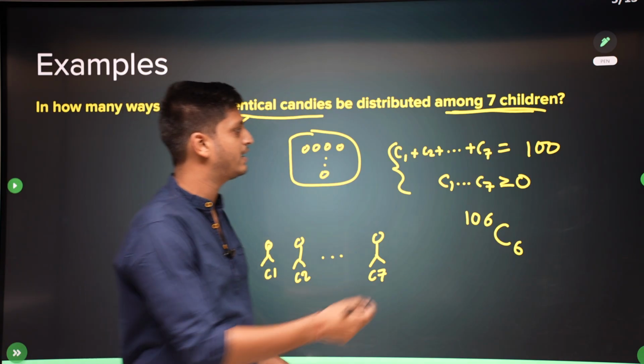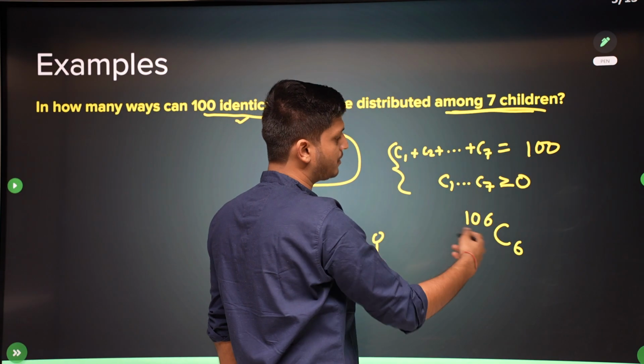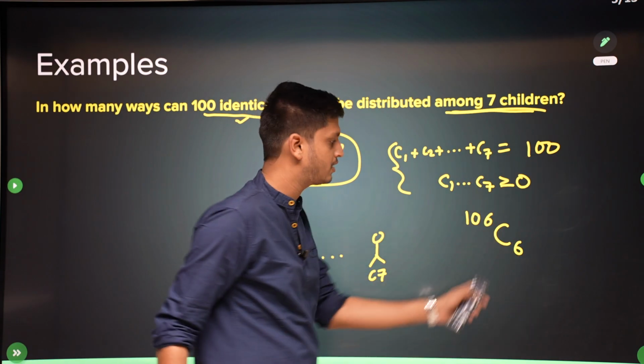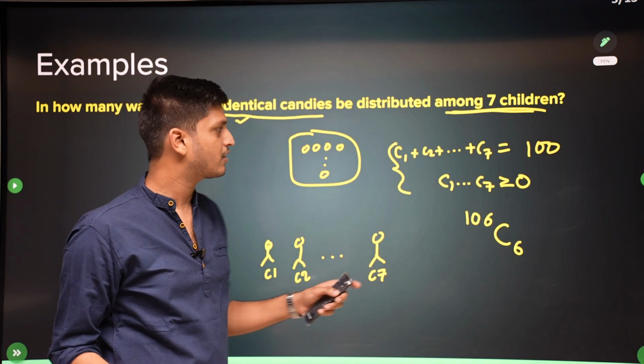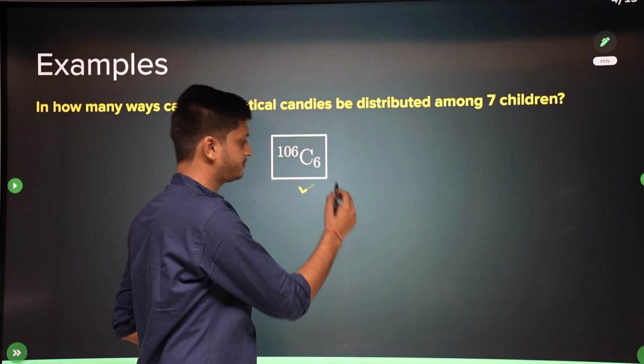You can go with the formula as well. n is equal to 7, r is equal to 100, n plus r minus 1 choose n minus 1. So there are 106 C6 ways. It will be a large number. I am not calculating it, but this is the answer, okay?